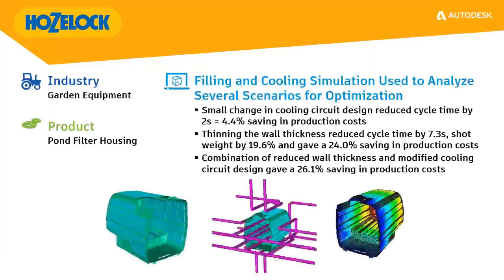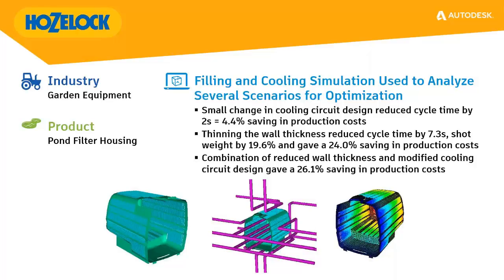I want to share another specific customer case study. So this example is from a company called Hoselock. And the specific part here we're showing is a pond filter housing. They approached the redesign of this part using Moldflow to attempt to minimize their production costs. Through their optimization studies, they were able to reduce the cycle time by 2.2 seconds by making a small change to their cooling circuit.